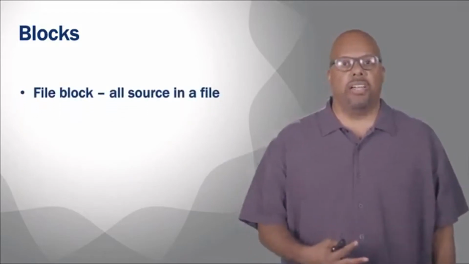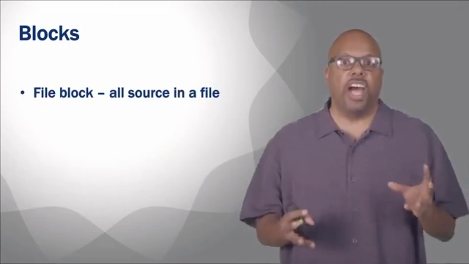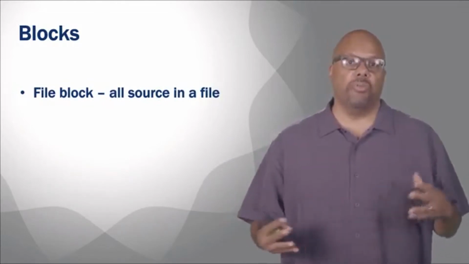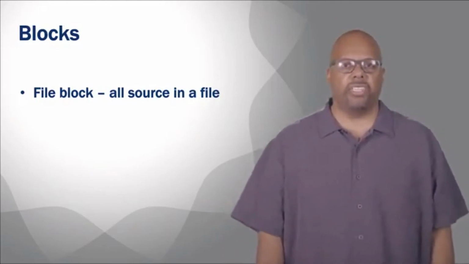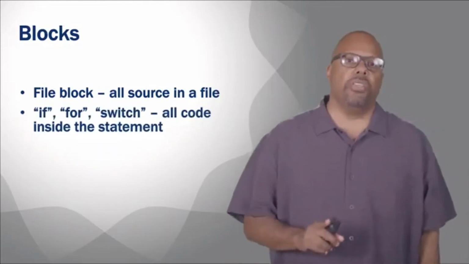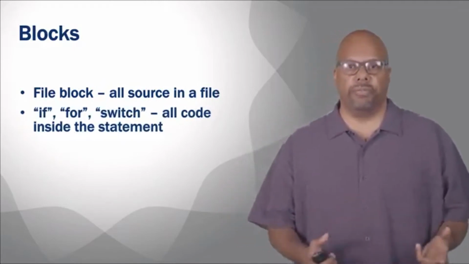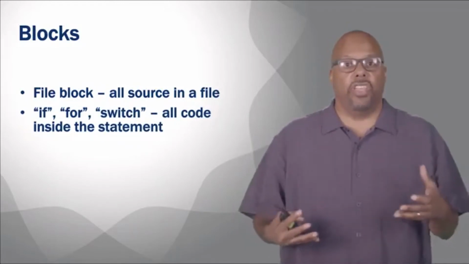Then there's a file block. All the source code in a single file is within the file block. Remember that a package can be composed of many files. So there can be one package block that has many file blocks if you've got a lot of files inside the package. Other implicit blocks include the if statement, for statement, and switch statements. All these have curly brackets that define their own blocks.